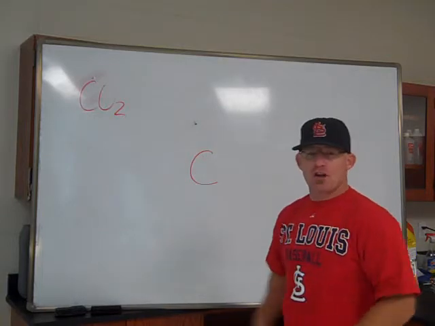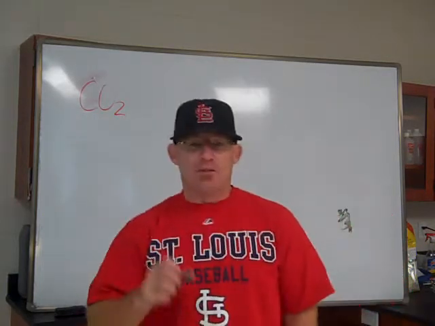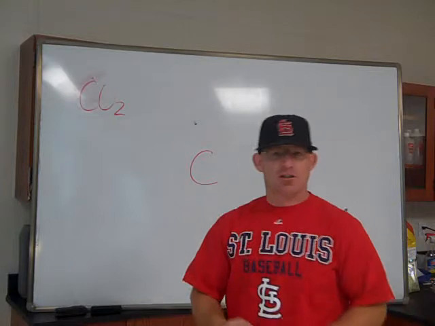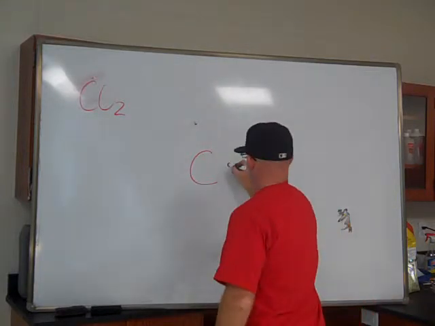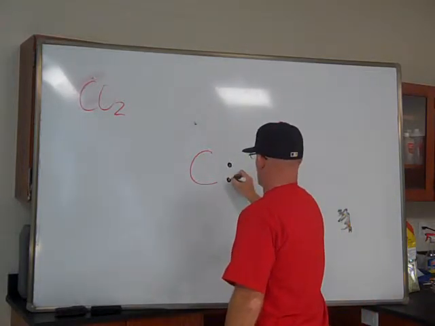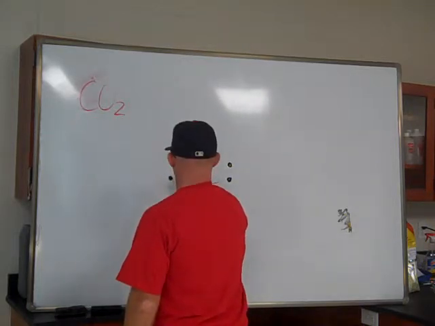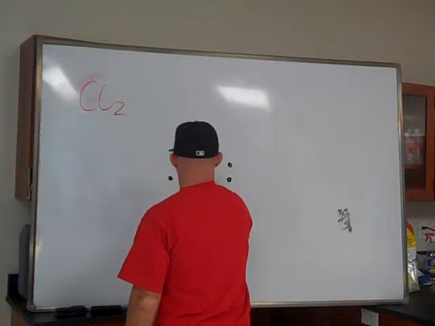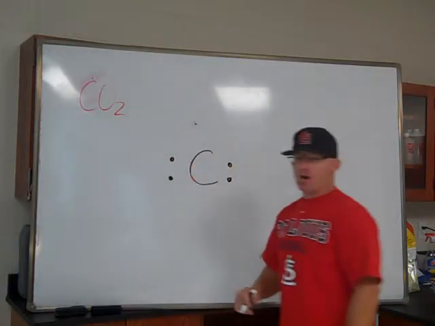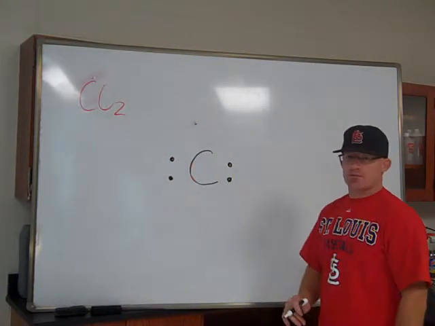Now, question. How many electrons does carbon have in its valence shell? If you don't know, look on your chart. Okay? It's got 4. 1, 2, 3, 4. Okay, that's carbon. It's got 4 valence electrons.